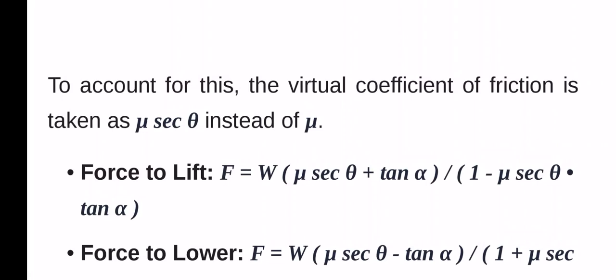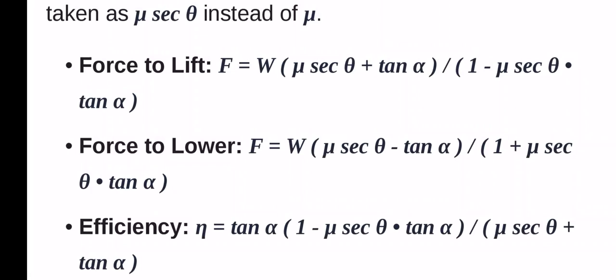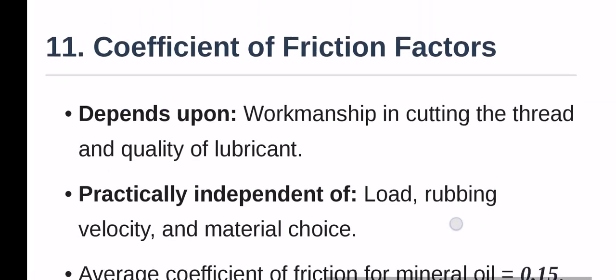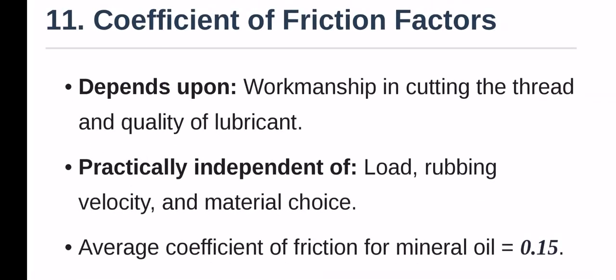Force to lift: F = W (μ sec θ + tan α)/(1 - μ sec θ tan α). Force to lower: F = W (μ sec θ - tan α)/(1 + μ sec θ tan α). Efficiency: η = tan α (1 - μ sec θ tan α)/(μ sec θ + tan α). The coefficient of friction depends upon workmanship, support of the thread and quality of lubricants, and is practically independent of load, rubbing velocity, and material choice.